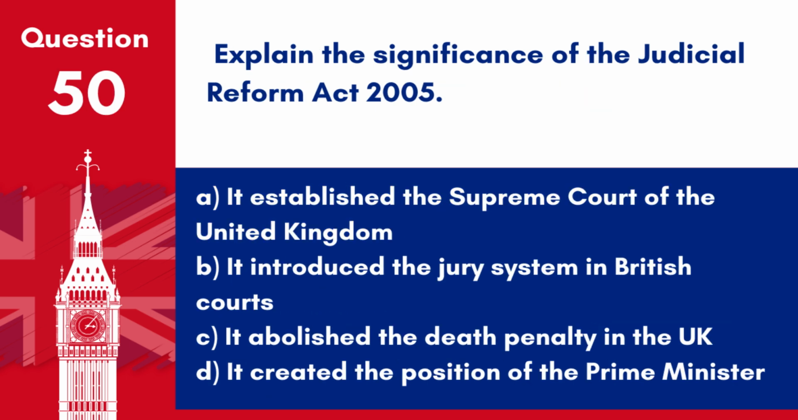Question 50. Explain the significance of the Judicial Reform Act 2005. A. It established the Supreme Court of the United Kingdom. B. It introduced the jury system in British courts. C. It abolished the death penalty in the UK. D. It created the position of the Prime Minister. Answer. A. It established the Supreme Court of the United Kingdom. The Judicial Reform Act 2005 is significant for establishing the Supreme Court of the United Kingdom, thereby changing the judicial system.